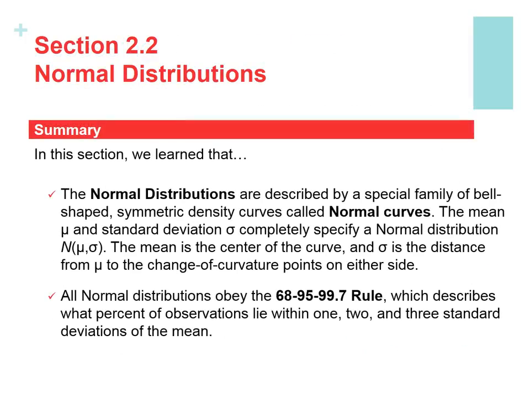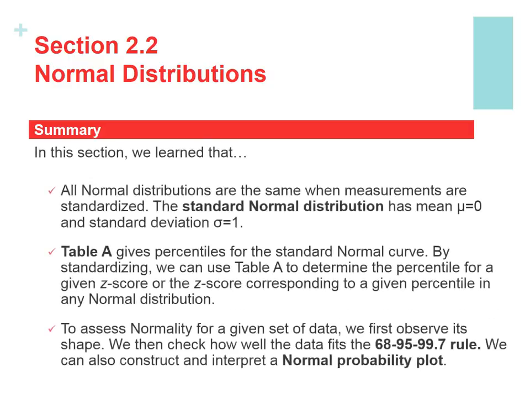Okay, so that was a long section. Here's just a quick summary. We learned about the normal distribution using normal curves. We learned about the standard normal distribution, which was 0 and 1 for our mean and standard deviation. We took a look at the empirical rule. We took a look at Table A and percentiles, and then we took a look at how we can decide whether or not something is normal. If you have any questions, please let me know.